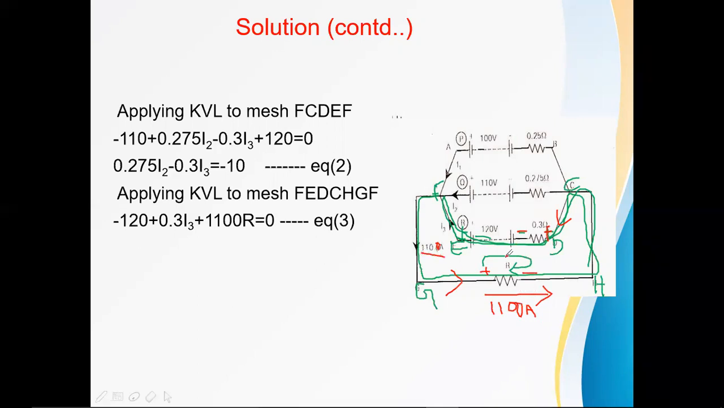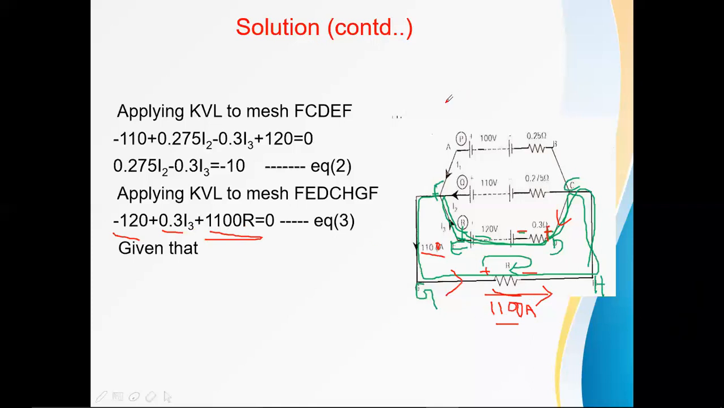So 1100 amps, and the resistance gives the voltage drop. Let me start from the voltage side. My sign here is negative, minus 120. Then the sign of this 0.3 ohms resistance is positive, and the voltage drop is 0.3 into the current flowing through that particular resistance, I3. And the sign of this resistance is positive, 1100 amps into resistance. Hence I got this equation.